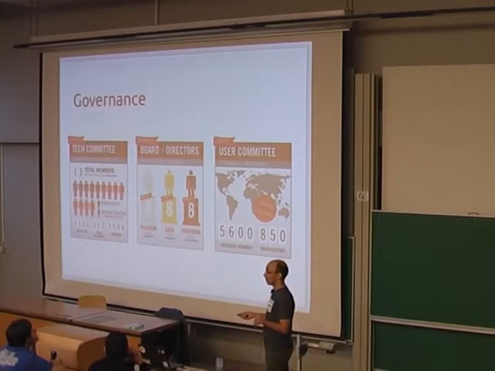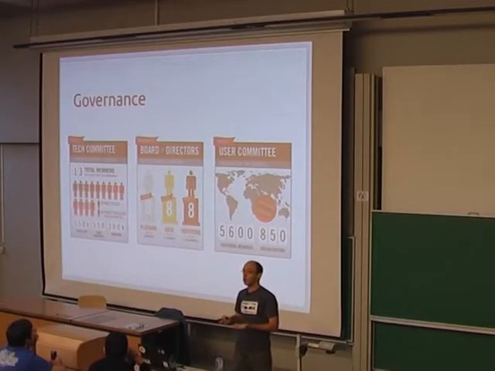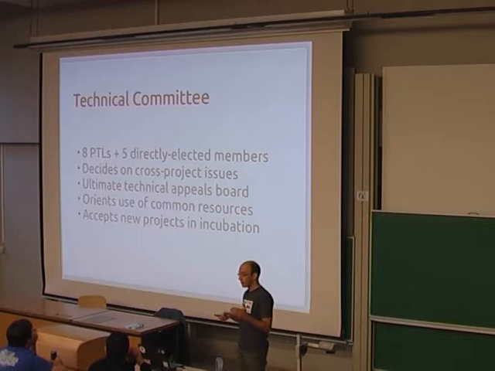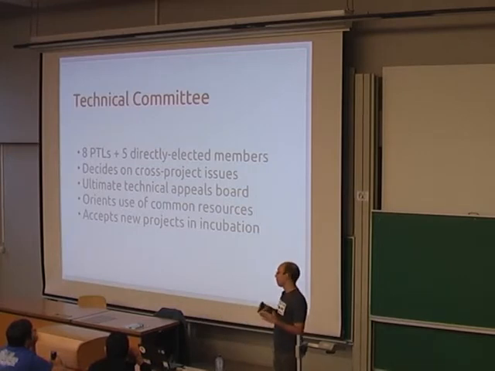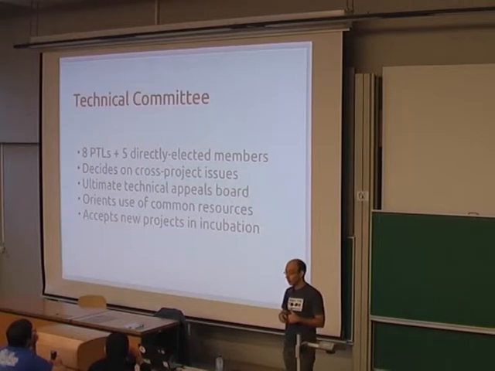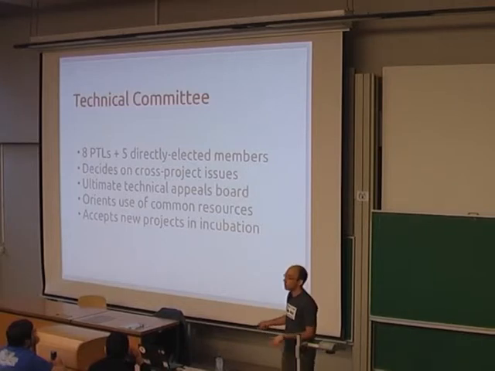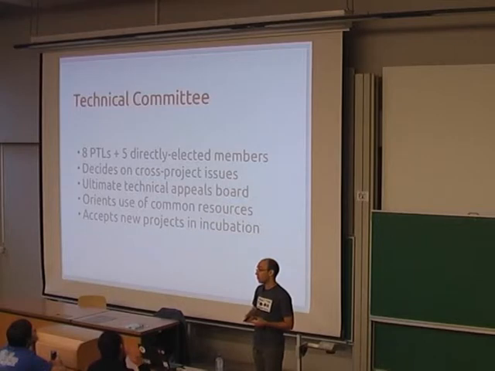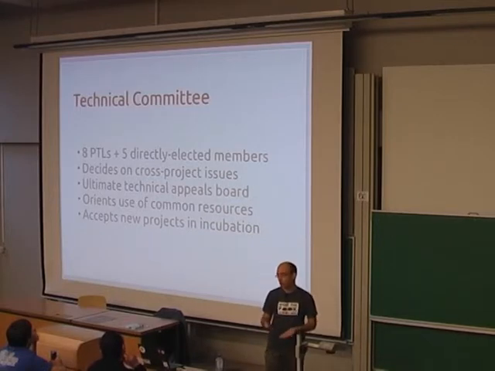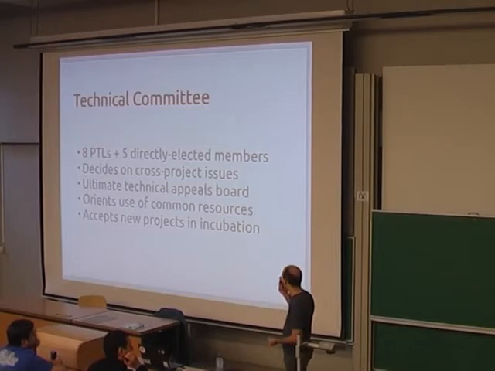And finally, we have the technical committee, which is in charge of the technical direction of the project. The technical committee is all the core projects' PTLs, so project technical leads, plus 5 directly elected people. And we're tasked with decisions on cross-project issues. The PTLs decide for each of their projects, but sometimes there is an issue that affects more than just them, and then we have this elected body to decide on that. It also forms the ultimate technical appeals board, just in case we could not resolve anything at a lower level. It never was used, so that's probably a good thing.